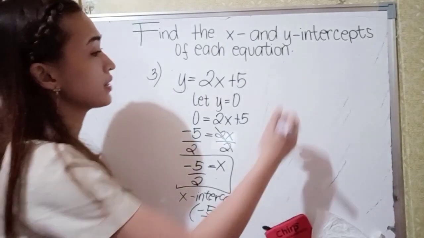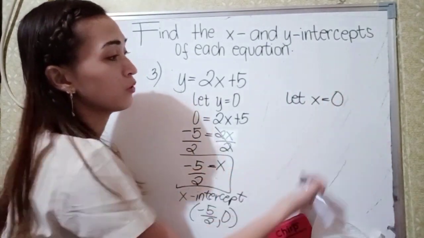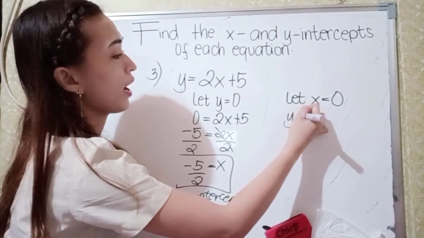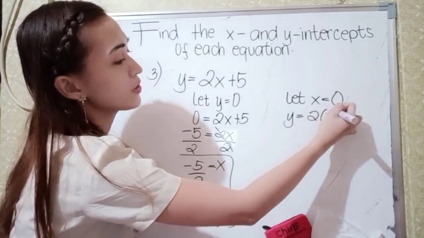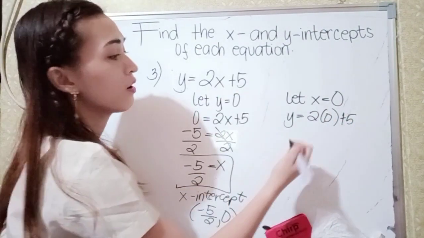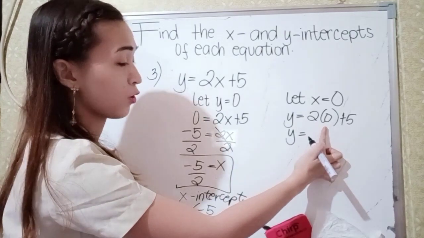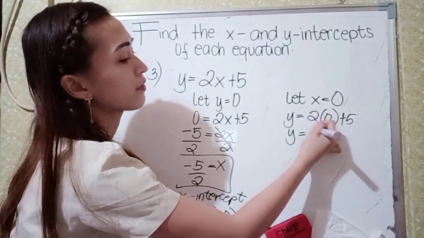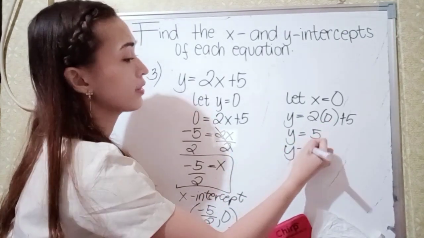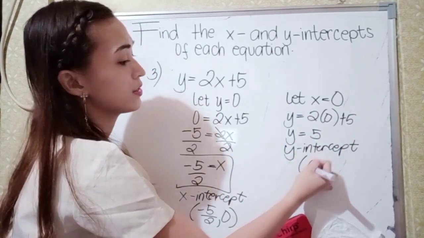Next, to get the y-intercept, let x be equal to 0, so that will become y equals 2 times 0 plus 5. Just substitute 0 for x. So y equals 0 times 2 is 0, plus 5 is 5. So our y-intercept is (0, 5).